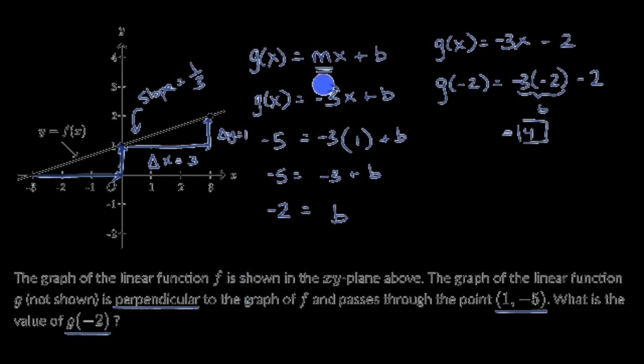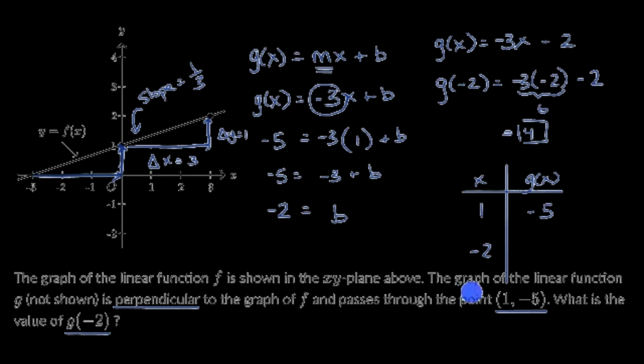You could say if the slope of g is negative 3, and if we start at 1 comma negative 5, and we're trying to get to negative 2, let me write it this way. If we have x and g of x, and we know when x is 1, g of x is negative 5, and we want to figure out what about when x is equal to negative 2? Well, to go from 1 to negative 2, you need to subtract 3. So if the slope is negative 3, that means on this side right over here, negative 3 times negative 3, you're going to have to add 9. And so negative 5 plus 9 is 4. That's another way that you could have approached this.